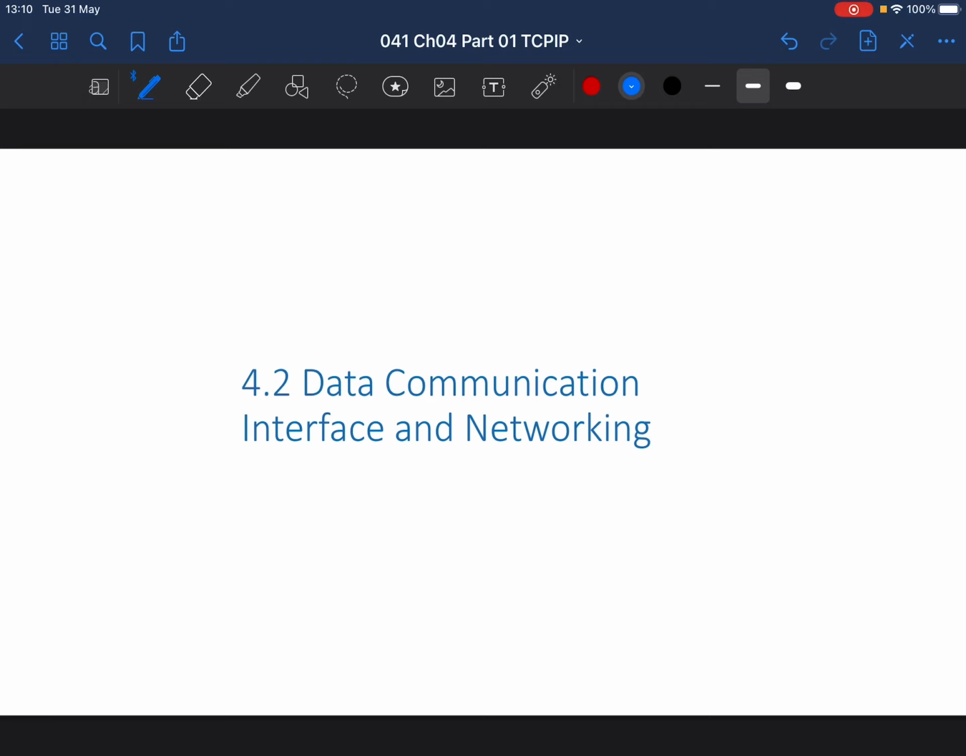4.2 Data Communication Interface and Networking. I think this part we will discuss in the next video.